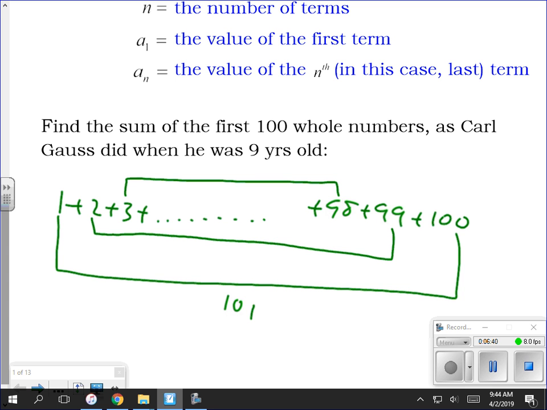How many pairs are there? Well, when I get down to the middle, my middle two numbers would be 50 plus 51. So I would have 50 pairs of numbers that add up to 101. So if I take 101 times 50, that's my answer. 5,050. And he wrote it down and gave it to us. When he was 9 years old. Fake news.